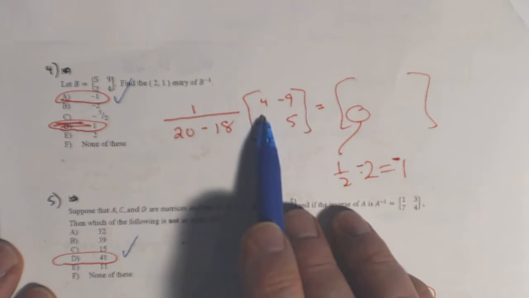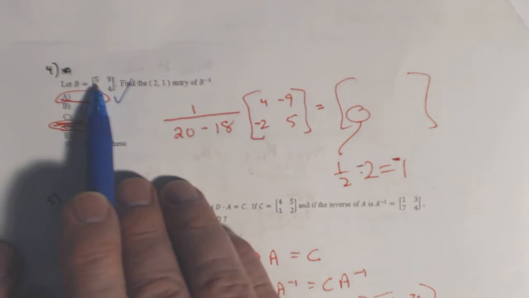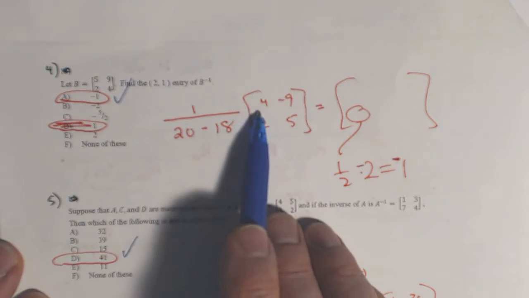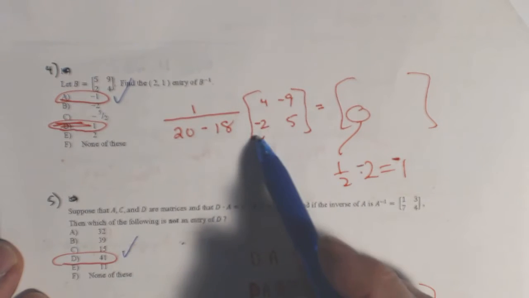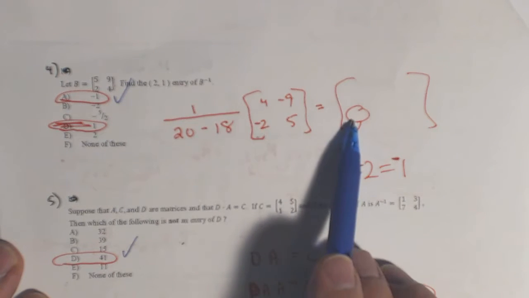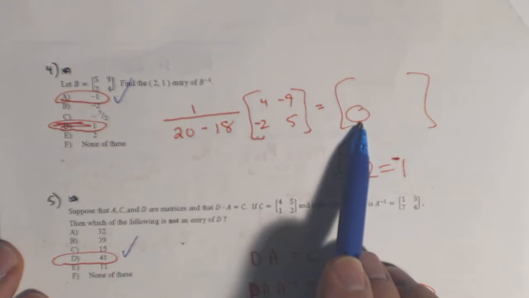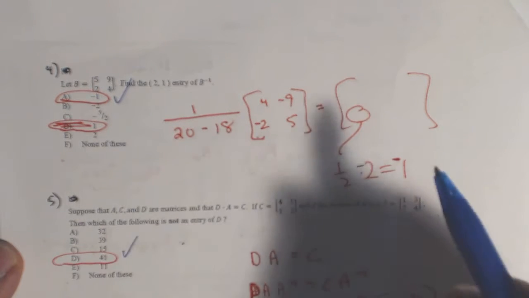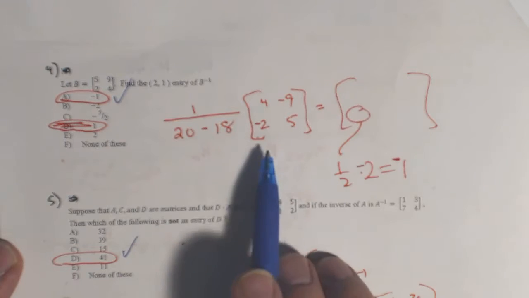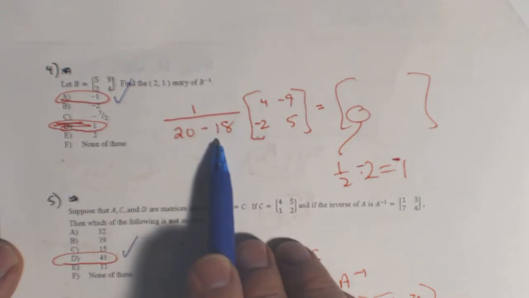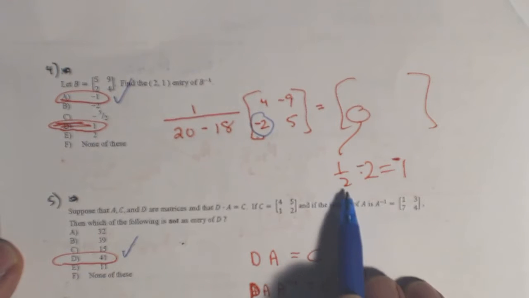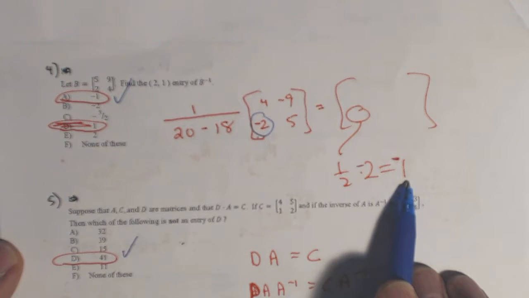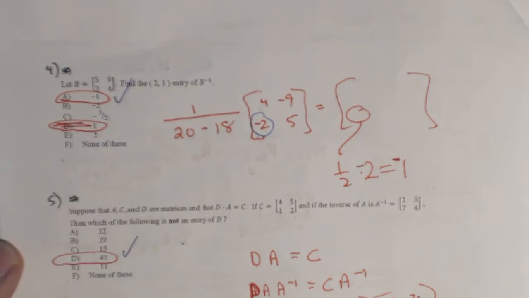Okay? And then I switch the position of the 5 and the 4. Now it's 4 and 5. And I change the 9 and 2 to their opposites, so they're now negative. Now I only want this entry right here, the second row, first column. So all I need to do is take this 1/2 that I have here and multiply it by the -2. And 1/2 times -2 is -1, and that's our answer A from our list of answers.